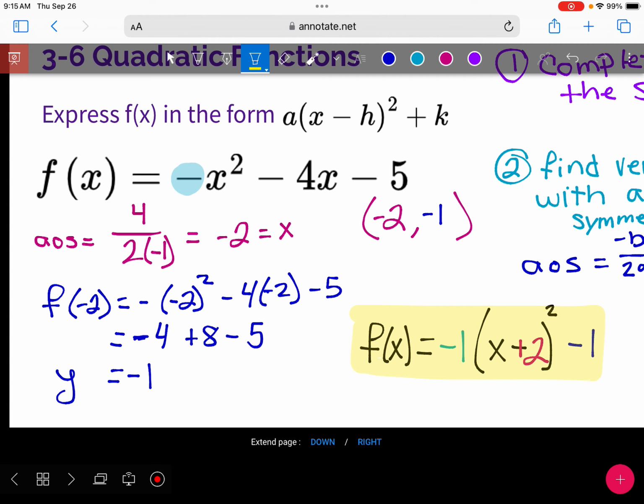Okay, so you can 100% do this with completing the square. Totally fine, absolutely valid, works every time. This also works every time and is less calculatorily gross. Questions on this one? We're going to try it again.